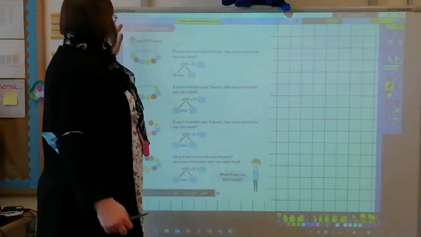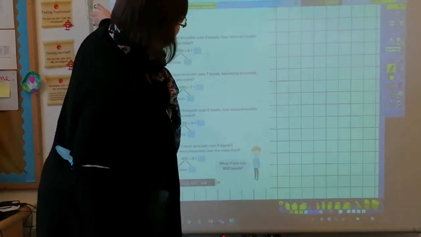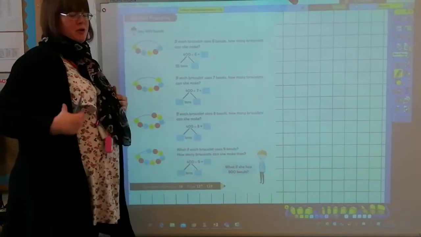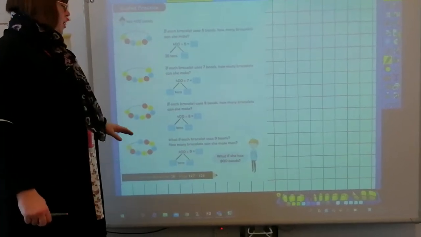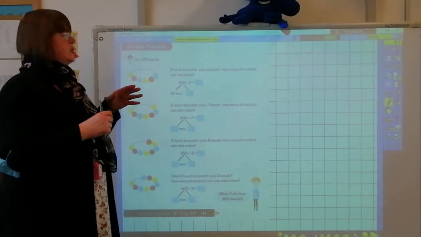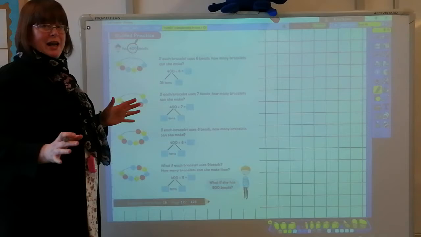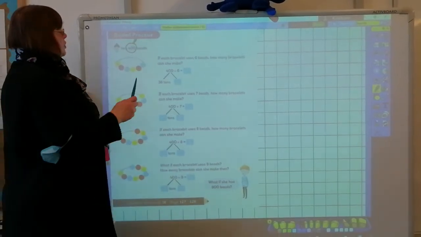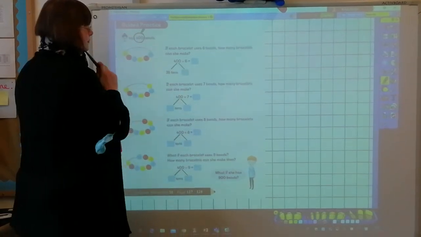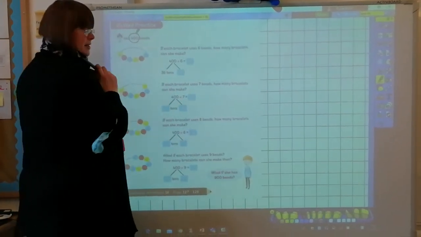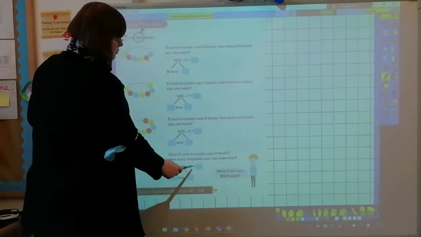Okay? You've got a similar problem now. This is Ruby. Ruby's got some beads, okay? And she's going to make some bracelets. But she's going to make sure that she can use all 400 of her beads without any left over at all. So she's going to start by doing 400 divided by 6, 400 divided by 7, 400 divided by 8, and then 400 divided by 9.